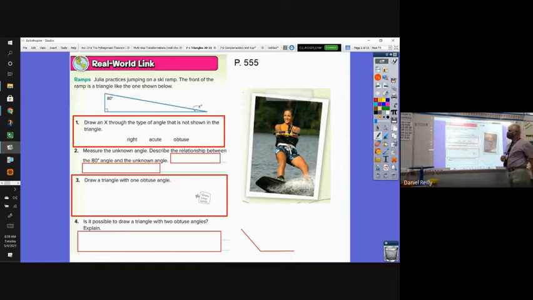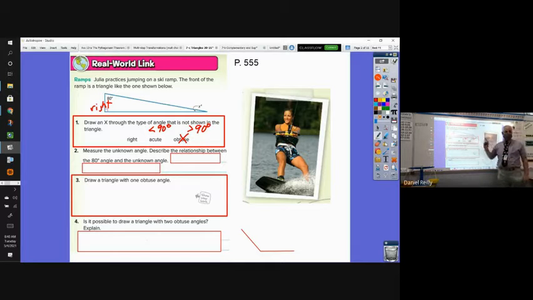Which type of angle is not in this triangle? Read. There's no obtuse angle in this triangle, okay? This angle is right because it has a little square. That's how you designate a right angle. And these two angles are less than 90 degrees. That's what an acute angle is, less than 90 degrees. An obtuse angle is greater than 90 degrees, and there aren't any in this triangle, okay?